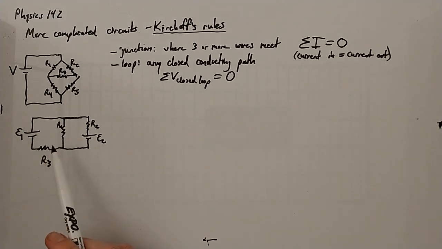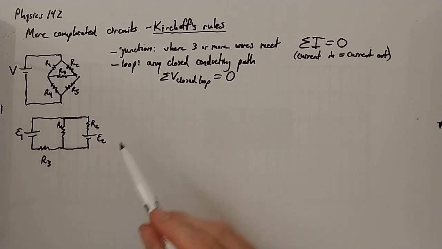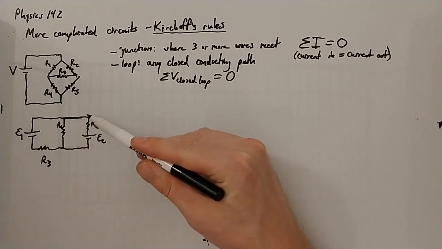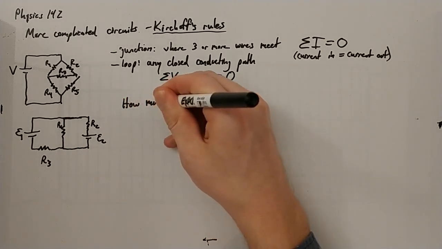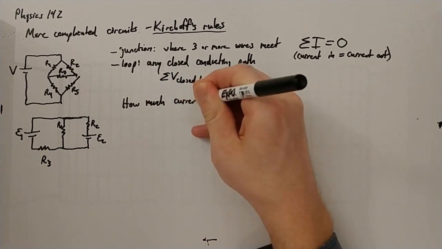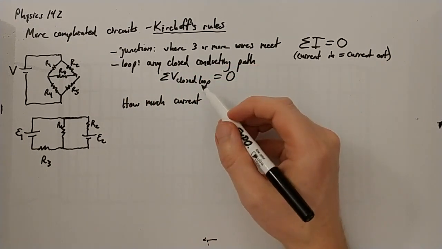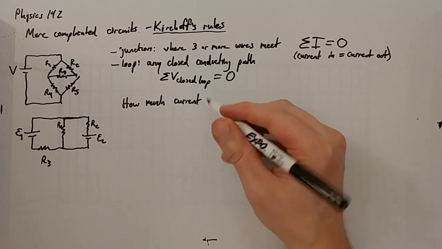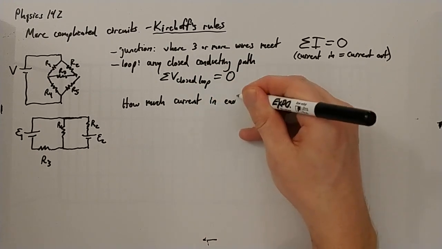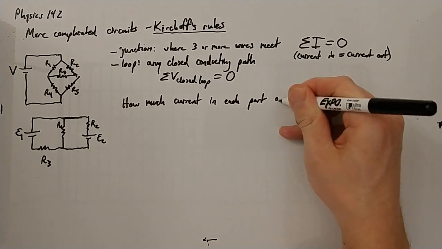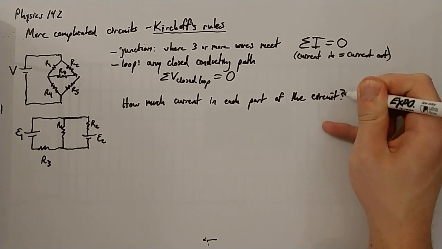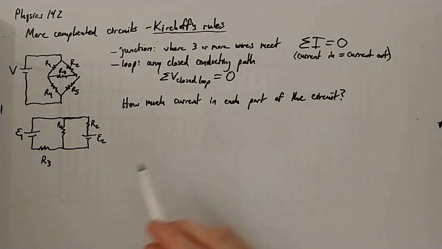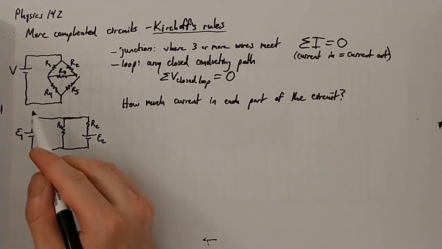And I want to step you through a procedure for understanding how we might do this. Let's suppose in this circuit we wanted to know how much current we get in each part of the circuit. I need to understand that a little bit. We need to think about what's going to happen.